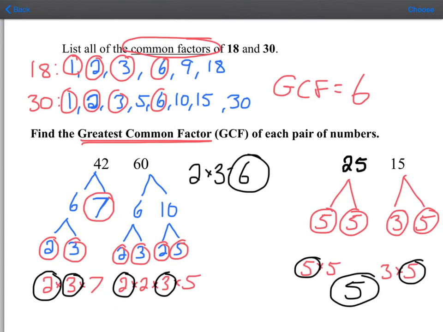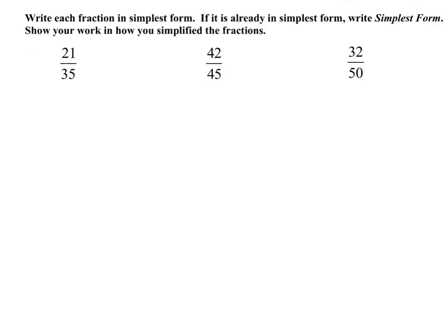So you can either use the first method, listing out all the factors of both numbers, and then comparing the two lists to find which one is the largest, or use your factor tree. Divide the number down into its factors until you get to prime factors. Compare the two lists and use those common factors to create your greatest common factor. A good use of factors is in helping us simplify a fraction.